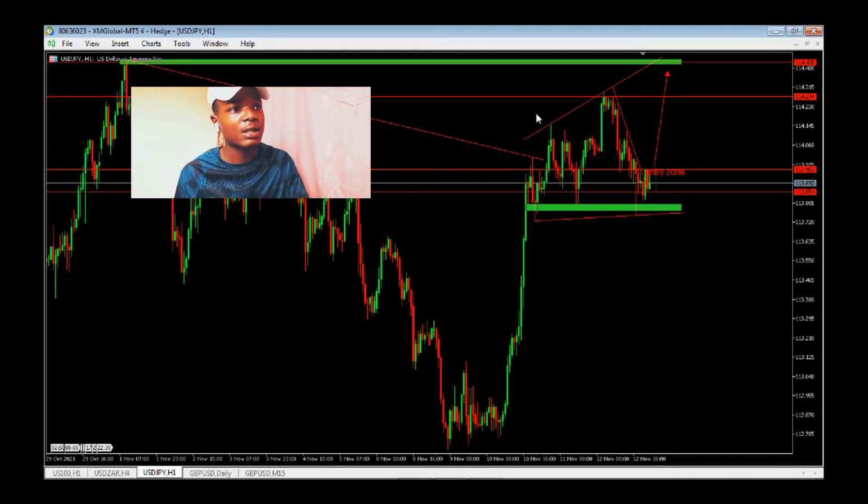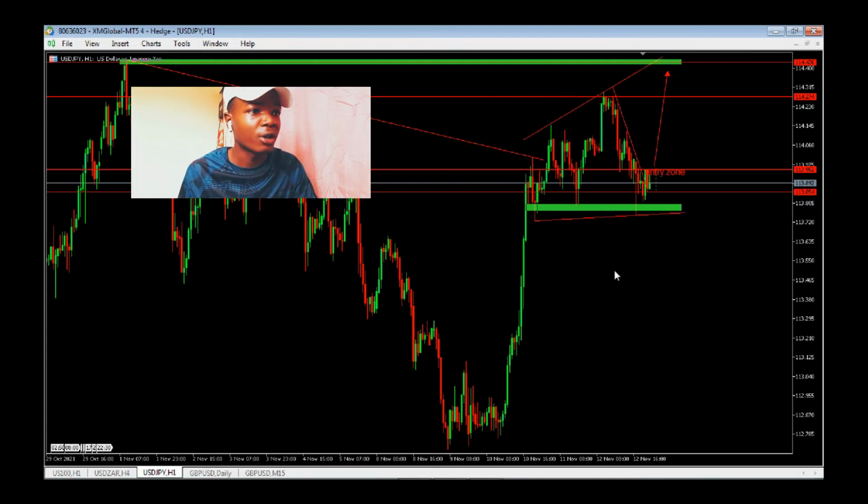As it has been doing this movement, we can see that we had our previous higher high here. It formed another higher high, formed another higher high. So we are expecting to form yet another higher high at this area once again.